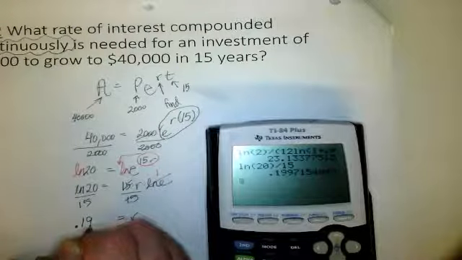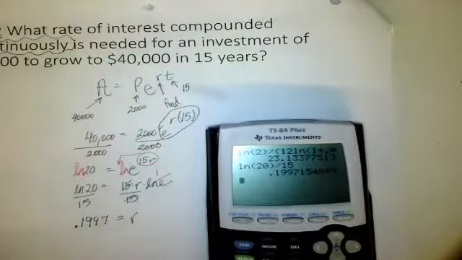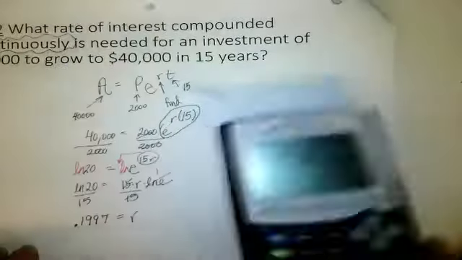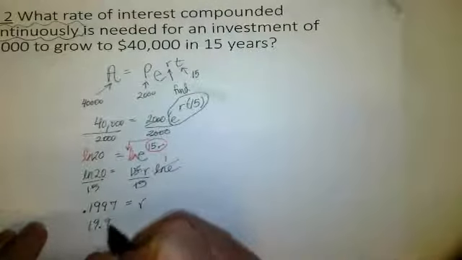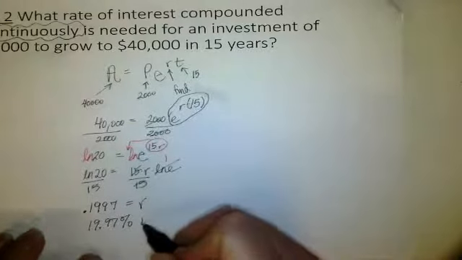Yeah, so this is 19.997. That's interesting. That's the R value that we plug in. So what is the actual rate as a percentage? 19.97% APR, annual percentage rate.